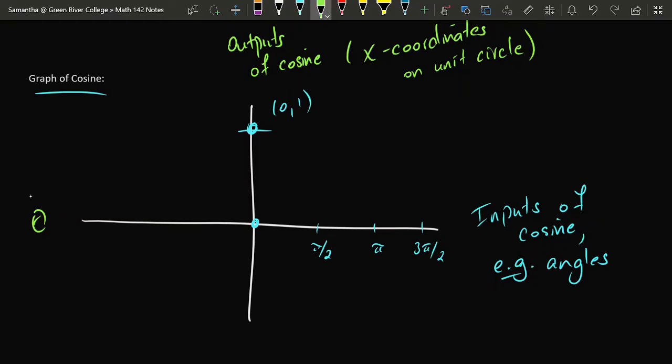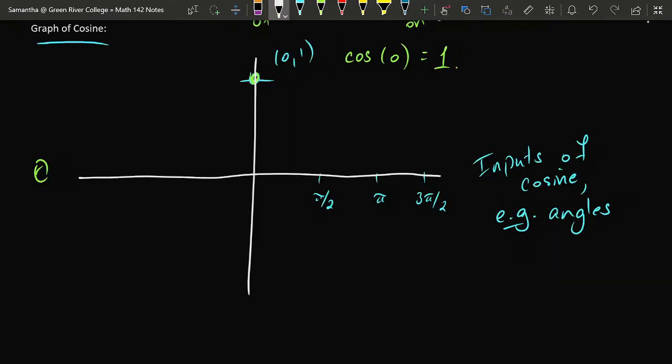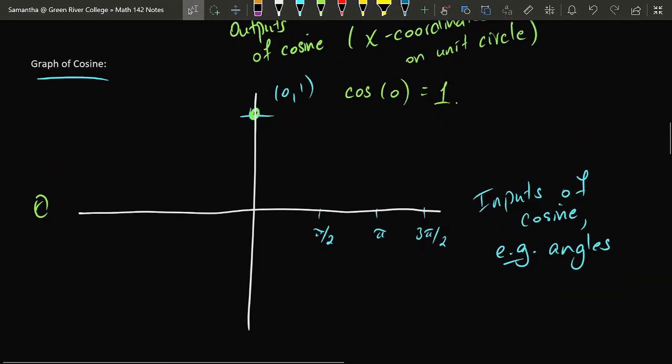This point is on the graph because if I put an input of 0 into the function cosine, the number 1 is the output. The graph of cosine passes through the point (0, 1) because if you plug 0 into cosine, the output is 1. If I plug pi over 2, 90 degrees, into cosine, the output is going to be equal to 0.